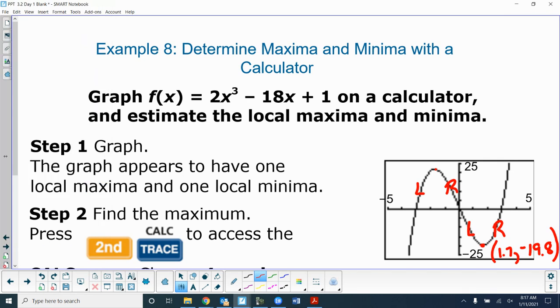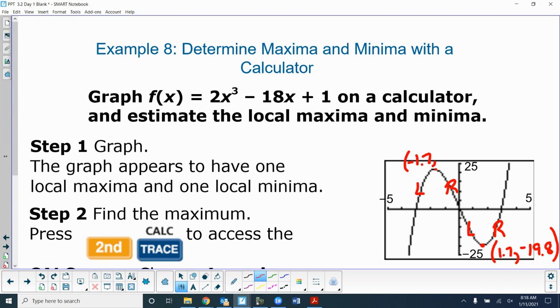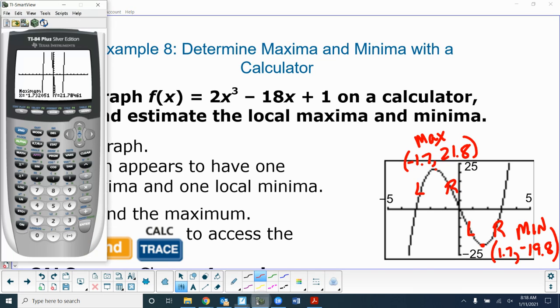-1.7, and 21.8. That's our max, and this was our min. Calculator will do it for you. You just have to punch in some things. Before you get there, you hit second trace. It's right next to graph. Calculate, and you're looking for min and max.